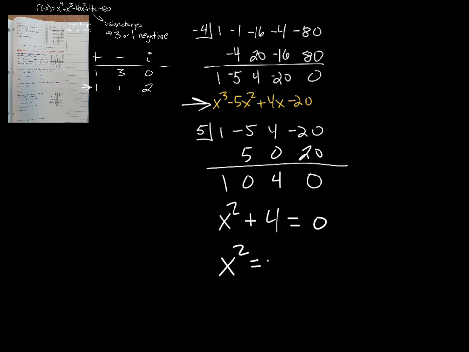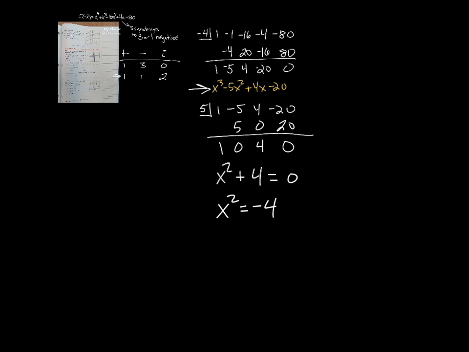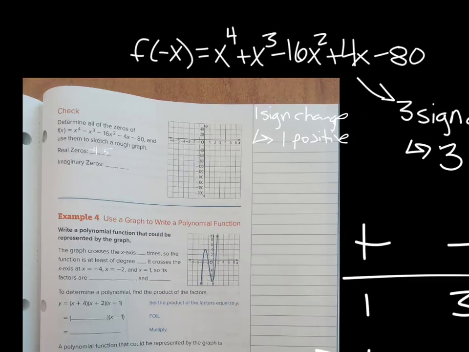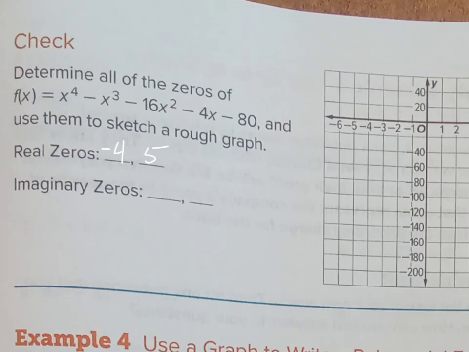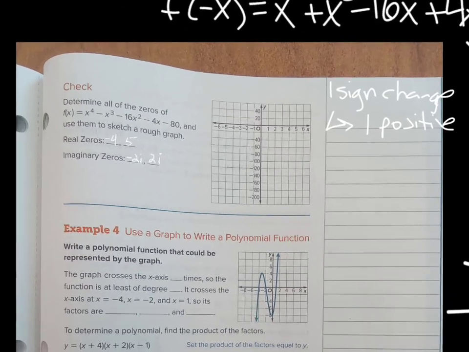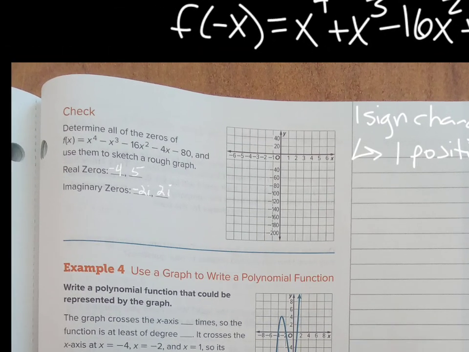All right, so that's set equal to 0. Subtract the 4 over. So our other two answers are x equals square root of negative 4, so i times square root of 4, so plus or minus 2i. Okay? So then these are the imaginary. We found everything we needed. Negative 2i and 2i.